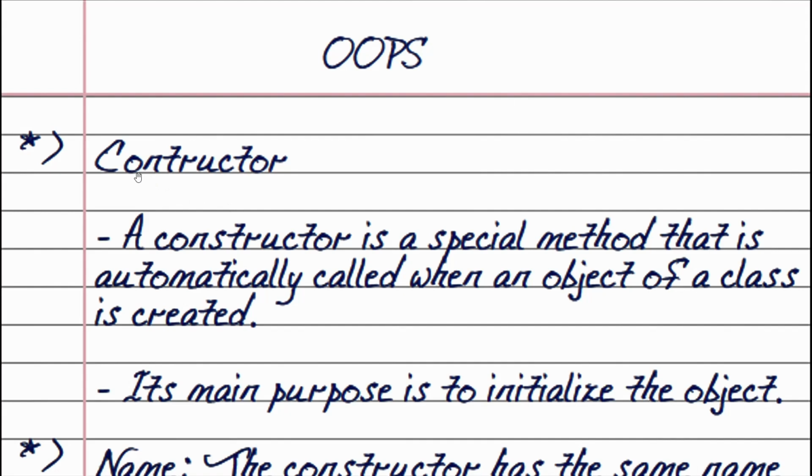So in this video we are going to learn about constructors. So let's start. A constructor is a special method that is automatically called when an object of a class is created. Basically, a constructor is a special type of method whose name is the same as the class name, and it is called automatically when the object of a class is created.